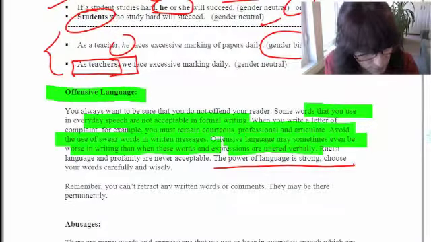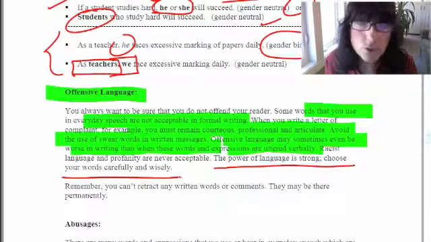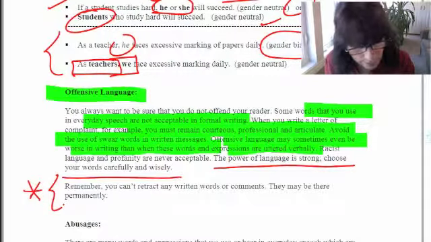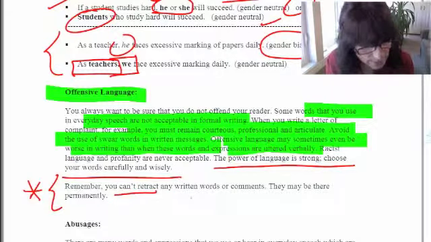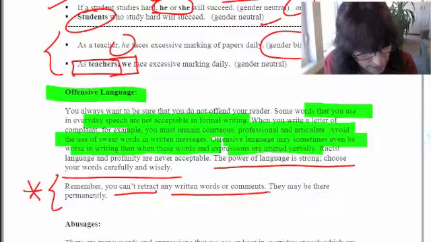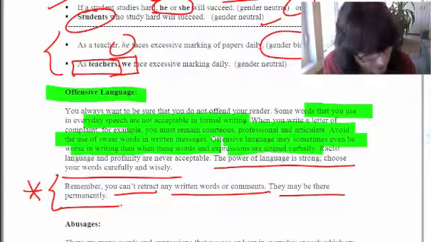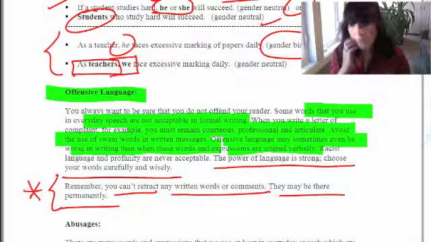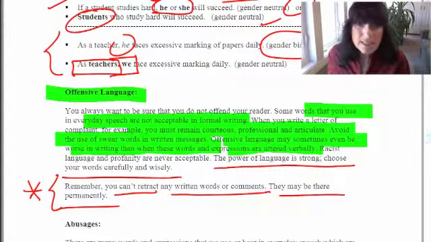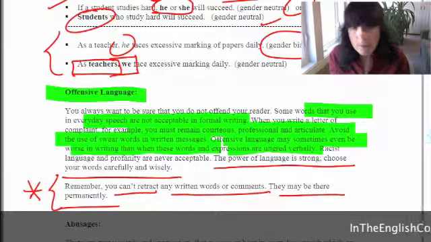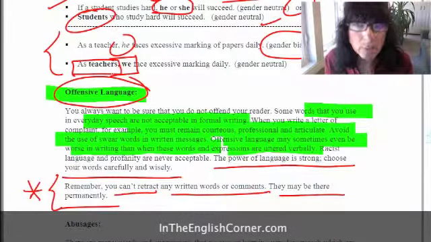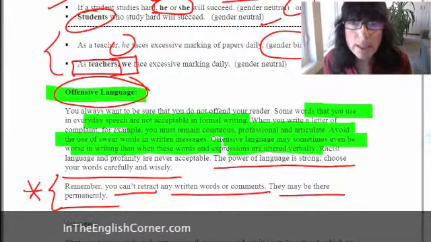So remember, and I always tell my students, the power of language is strong, so you should always choose your words carefully and wisely. And a last point to remember is that you cannot retract any written words or comments. Once something is in writing, it's there permanently. So if you write something down in a letter, if you write something in an email, it's there permanently, whereas at least in speech you can rectify what you say, you can apologize, you can clarify. So avoid any kind of offensive language, particularly when you're writing formally.